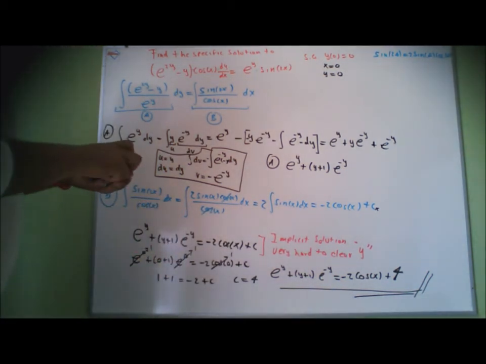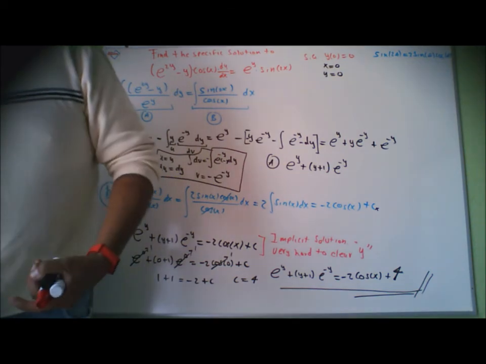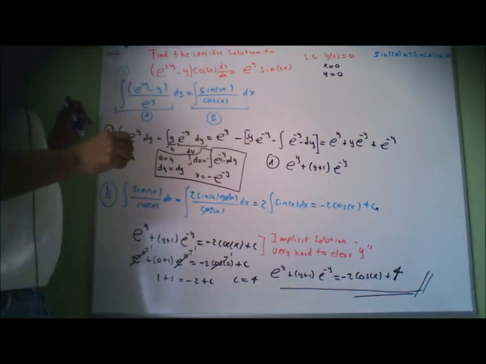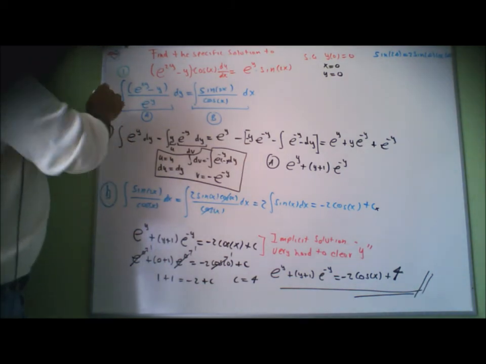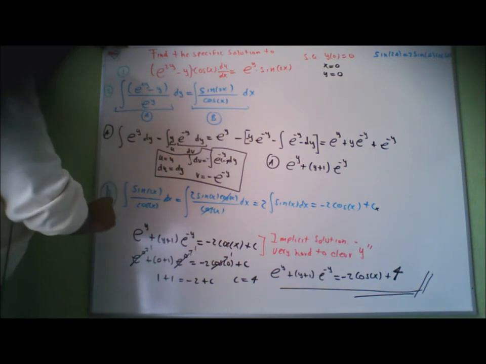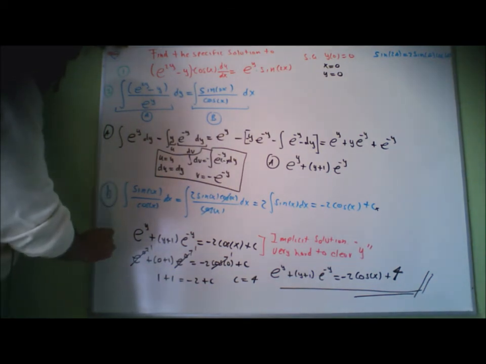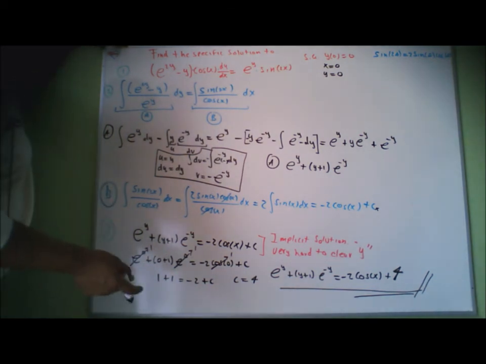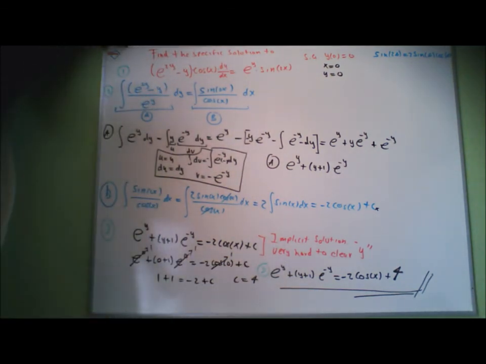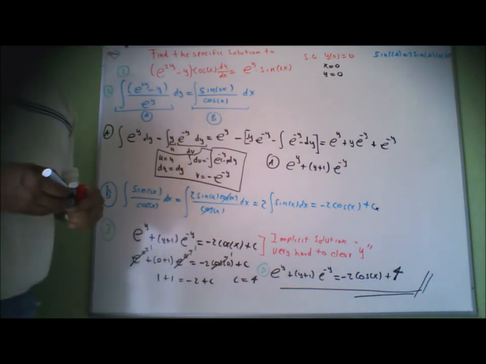So again, the steps. Step number 1, separate the variables. Number 2, apply and solve the integrals. Number 3 was try to clear the y, but here we couldn't clear the y. And step number 4 is calculate the constants with the initial condition. So this is the example.